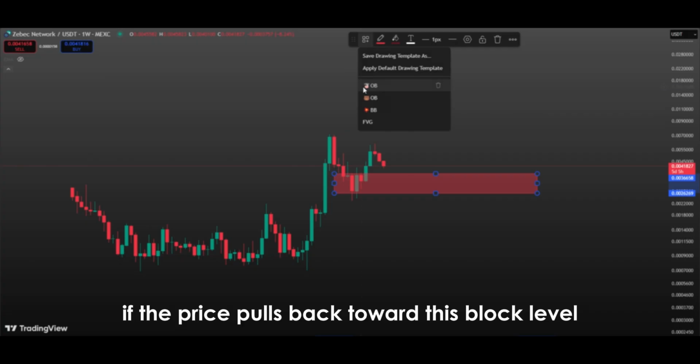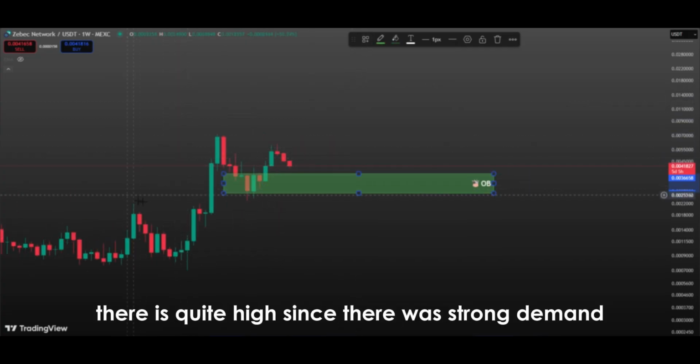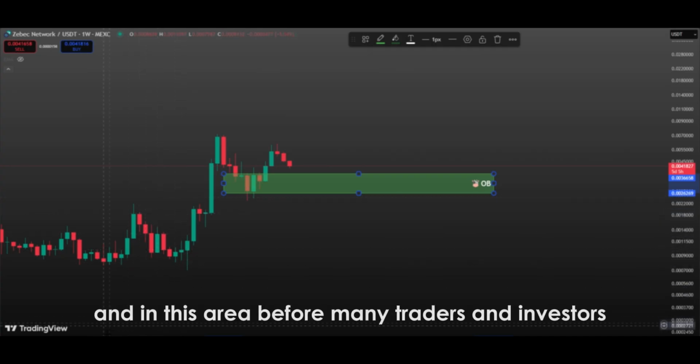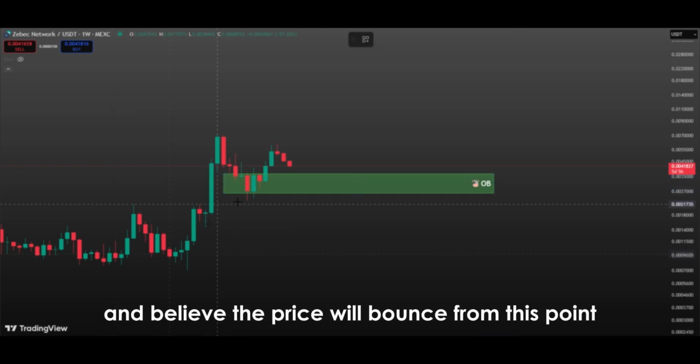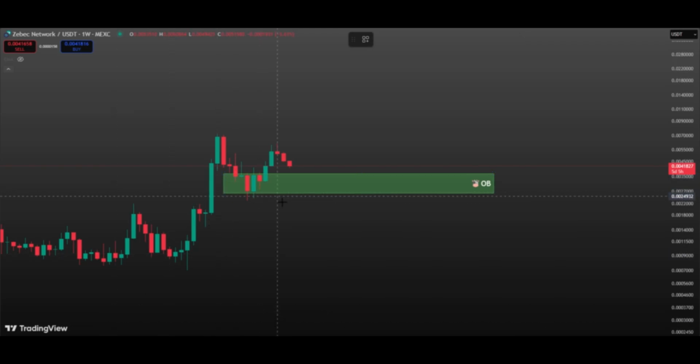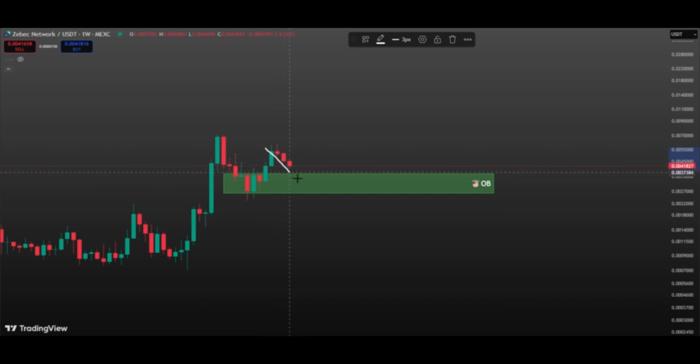If the price pulls back toward this block level, the likelihood of new buyers stepping in there is quite high. Since there was strong demand in this area before, many traders and investors see this level as a potential buying opportunity and believe the price will bounce from this point. For this reason, a bullish order block is considered one of the strongest support structures below the price.